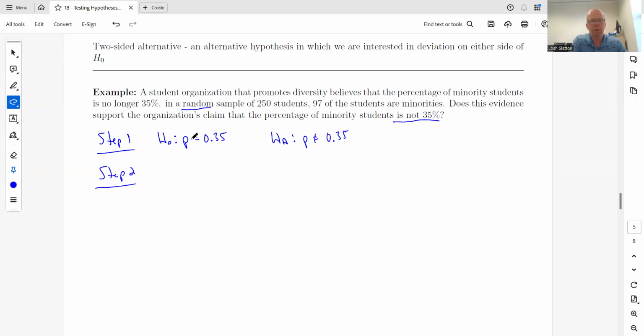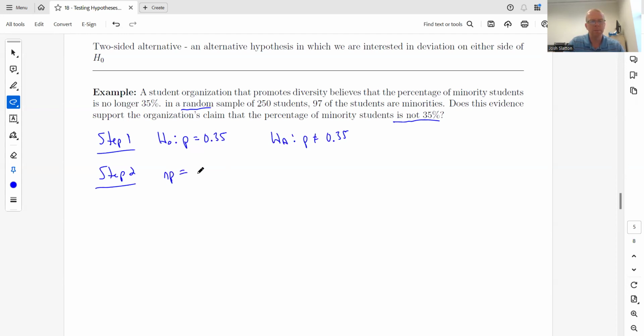With 250 students in a student organization that promotes diversity, this is actually looking at the entire school, I would assume. So the sample size is 250. Is 250 less than 10% of the entire school? Probably yes. 250 would be 10% of 2,500, so is the student population more than 2,500 students? We'll assume that it is, so that one is met. And then n times p.